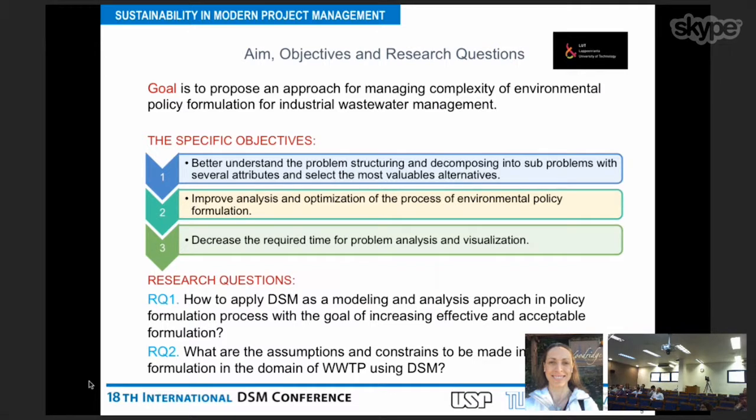Then the research question was very simple: how to apply DSM as a modeling and analysis approach in this particular project, with the intention to increase effective and acceptable formulation. And what are the assumptions and constraints to be made in policy formulation in this domain using design structure matrix?